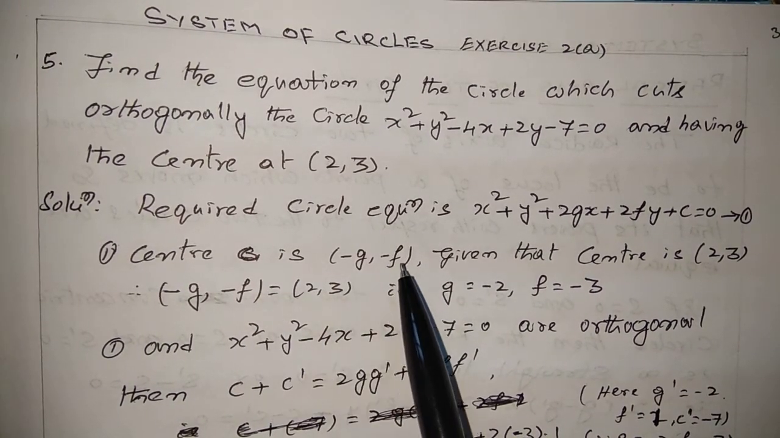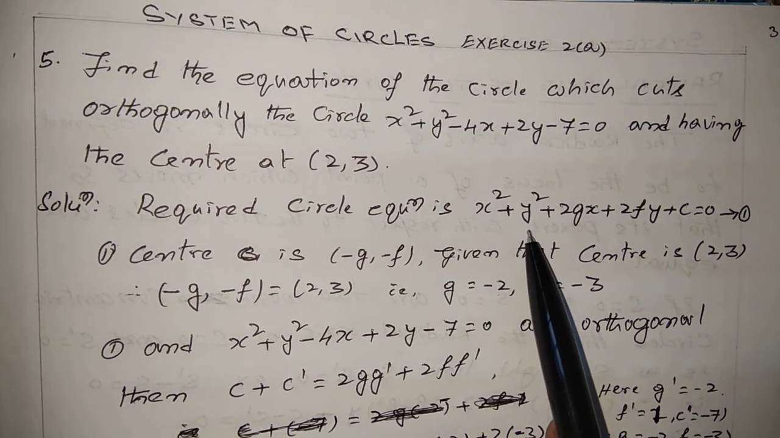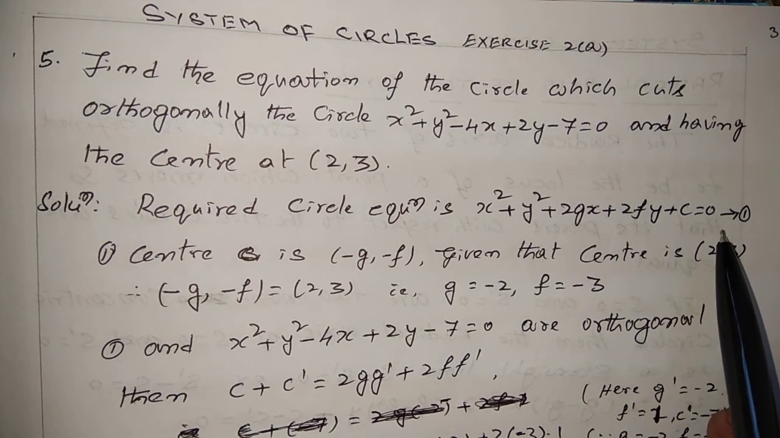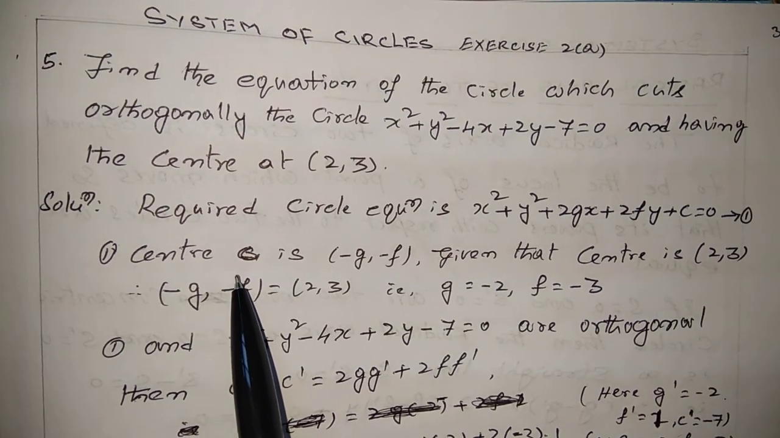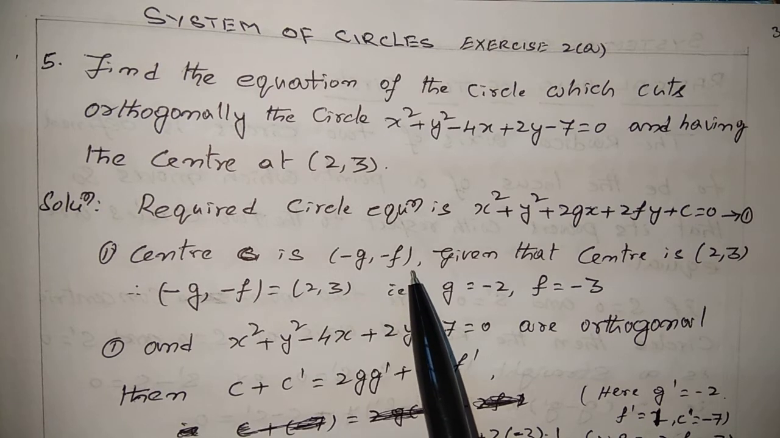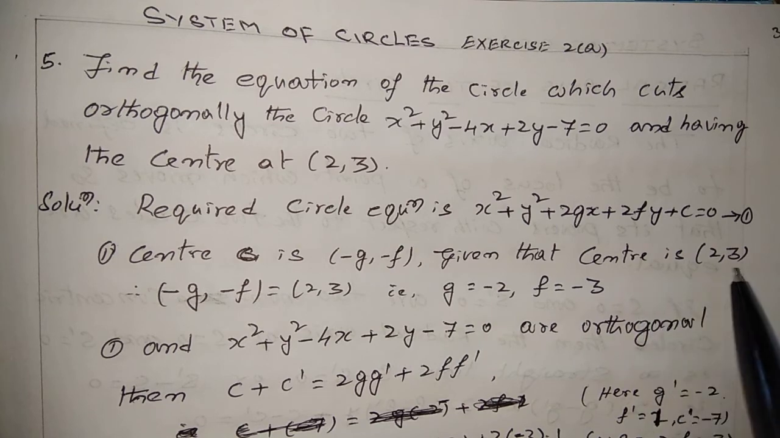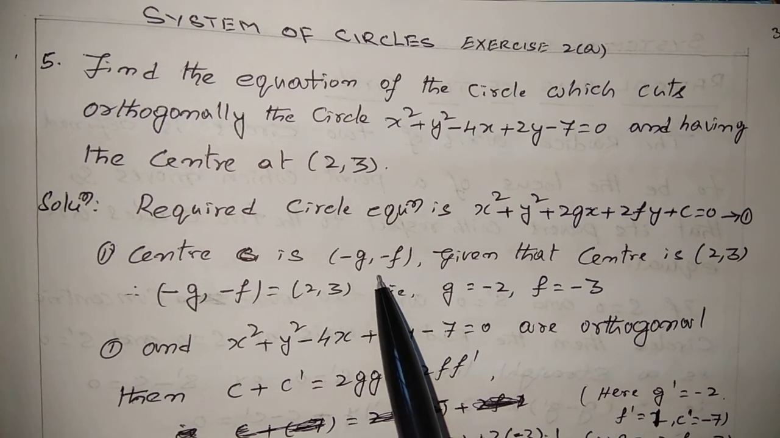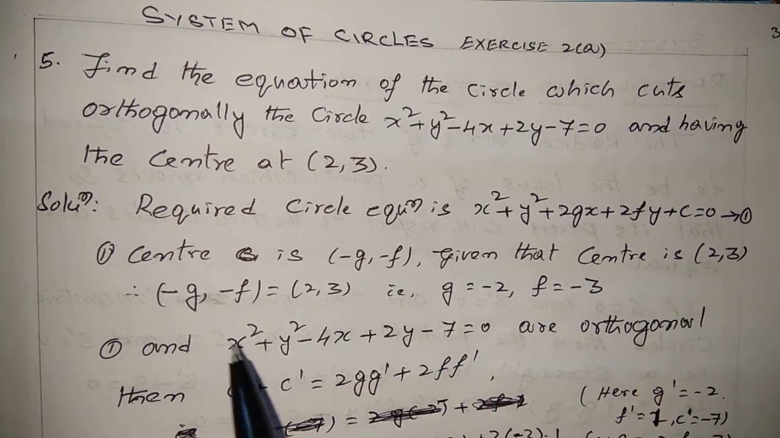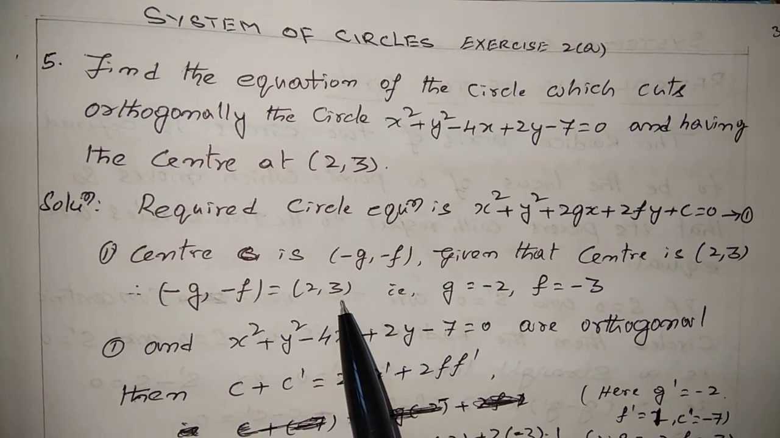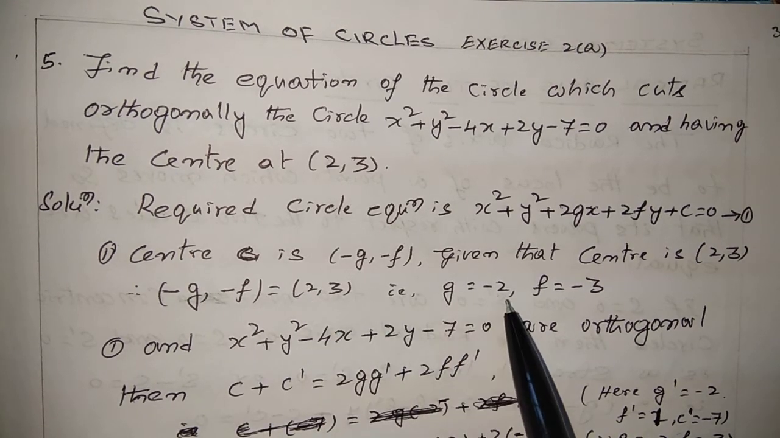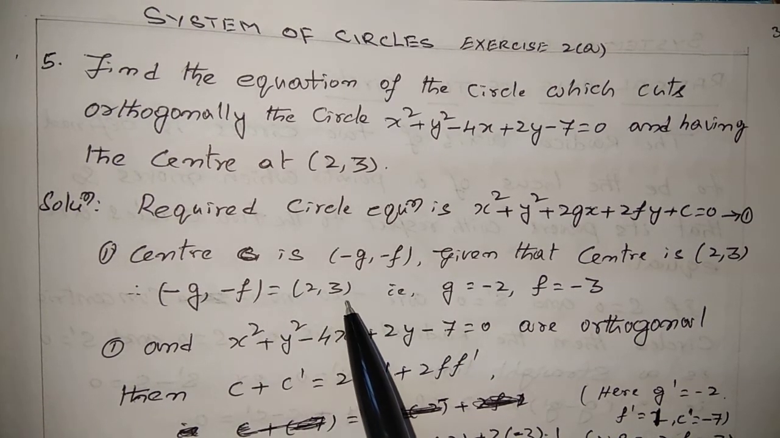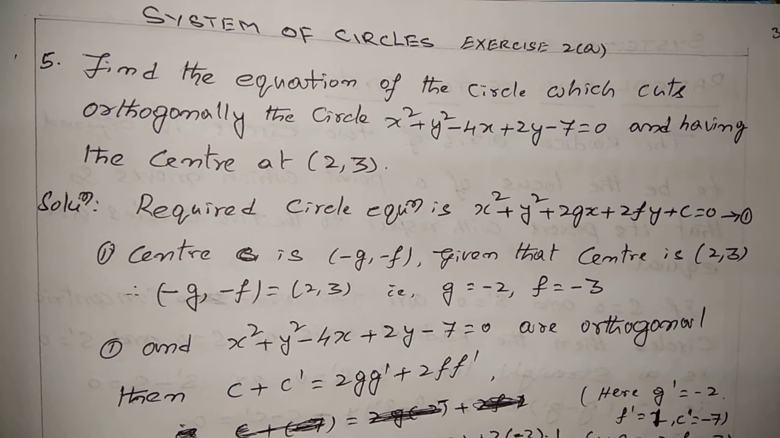The required circle equation is x square plus y square plus 2gx plus 2fy plus c is equal to 0, equation number 1. The center of this circle is (minus g, minus f). But in the problem, it is given that the center is (2, 3). So, equate these two centers: (minus g, minus f) is equal to (2, 3). X coordinates are equal: minus g is equal to 2, g is equal to minus 2. Minus f is equal to 3, f is equal to minus 3.